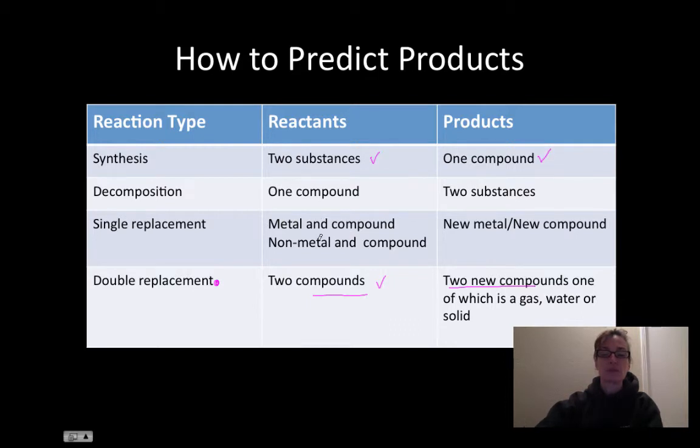So when you see 2 substances, if it's an element and a compound, then that's going to be a synthesis reaction. If you have two compounds, chances are that's going to be a double replacement reaction. If I have one compound, then that's always going to be a decomposition reaction. If I have an element and a compound, that's always going to be single replacement. And then my elements could either be metals or nonmetals. So I can use my understanding of the different reaction types to help me predict products.